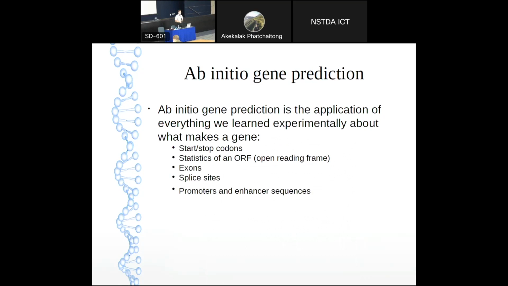Okay, so the third method for gene identification that I mentioned was ab initio gene prediction. Ab initio gene prediction is the application of everything that we've learned experimentally about what makes a gene. So start and stop codons, the statistical probability of an open reading frame, exon structure, splice sites, and promoter and enhancer sequences.